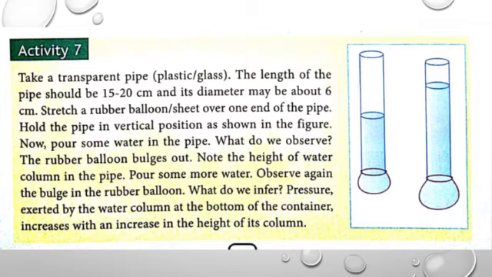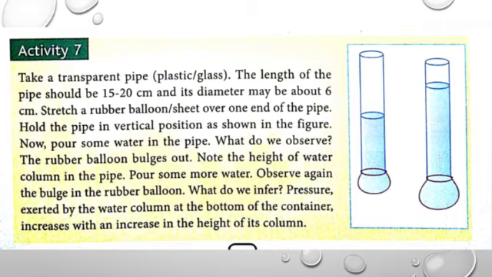For this, we have to take two transparent pipes. The length of the pipe should be 15 to 20 centimeters and its diameter about 6 centimeters. That means we take two transparent pipes of the same diameter and length. Then we stretch a rubber balloon sheet over one end of both the pipes, and hold the pipe in a vertical position. When we pour water in the pipe, the rubber balloon will bulge out.